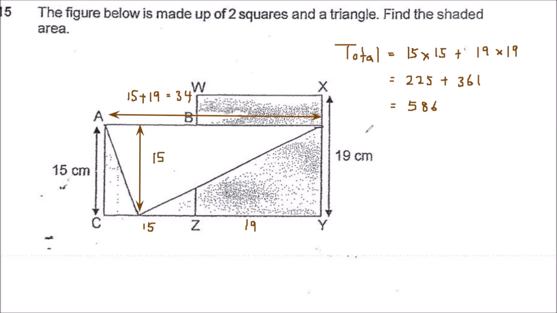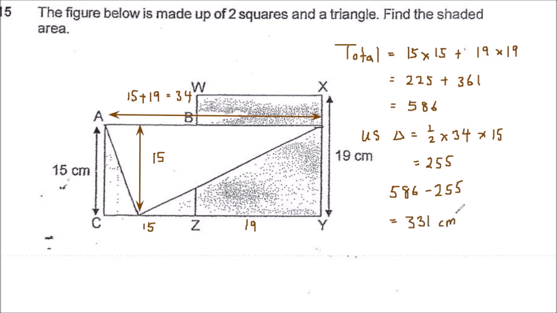Okay, so we can find the unshaded. The unshaded triangle, the area will be half times 34 times 15. Okay, so the answer has to be 255. So the total shaded area, isn't it 586 minus 255? That will give us 331 square centimeter. Okay, and that's the answer.